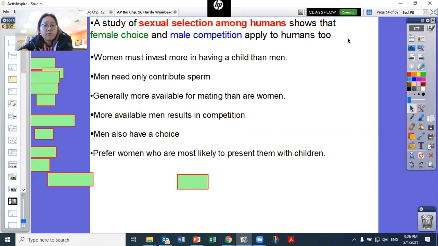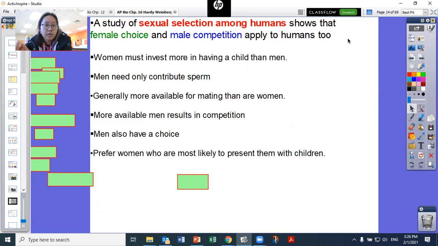Men are generally more available for mating than are women. More available men results in competition. And then men also have a choice, because even if they compete for a woman, they can choose whether or not to follow through in the end. And then they prefer women who are more likely to present them with children.